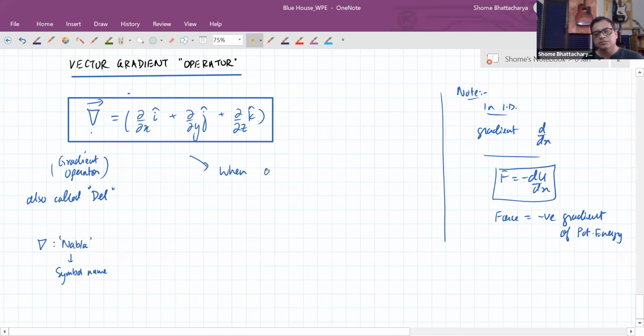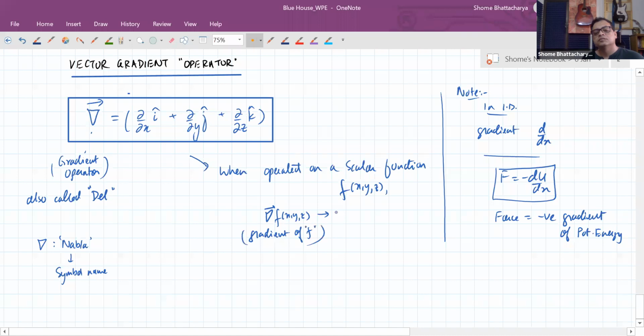So when operated on a scalar function of x, y, and z, the gradient of this function is a vector quantity, such that its individual components will be the partial derivatives of that function with respect to x, then y, and then z.